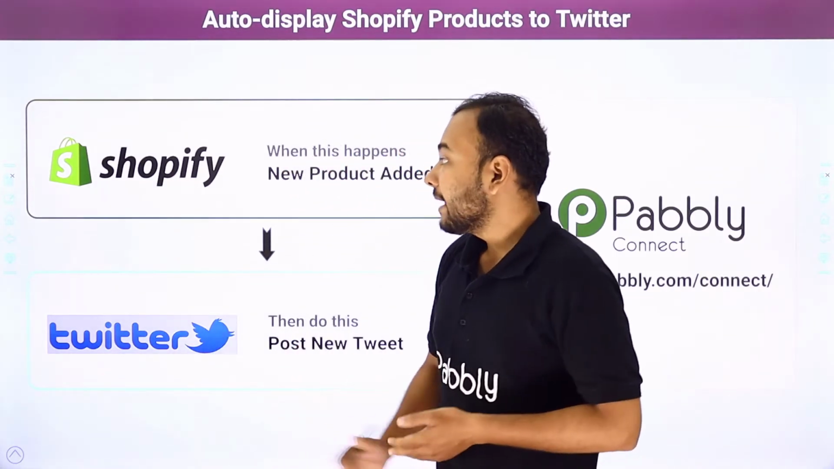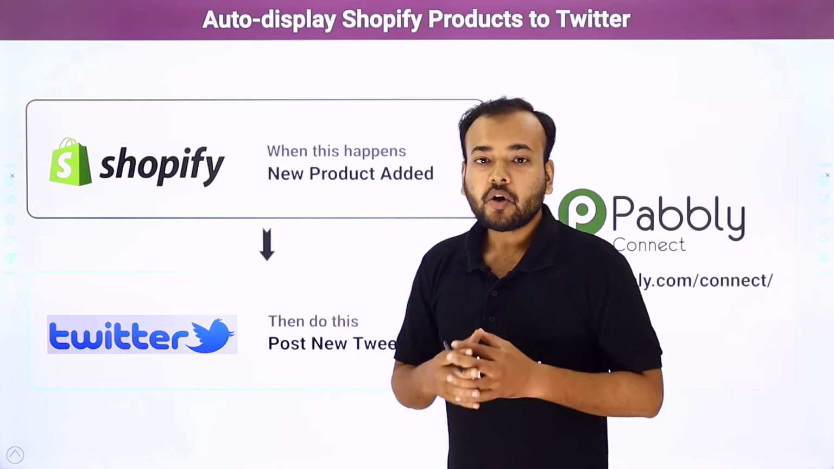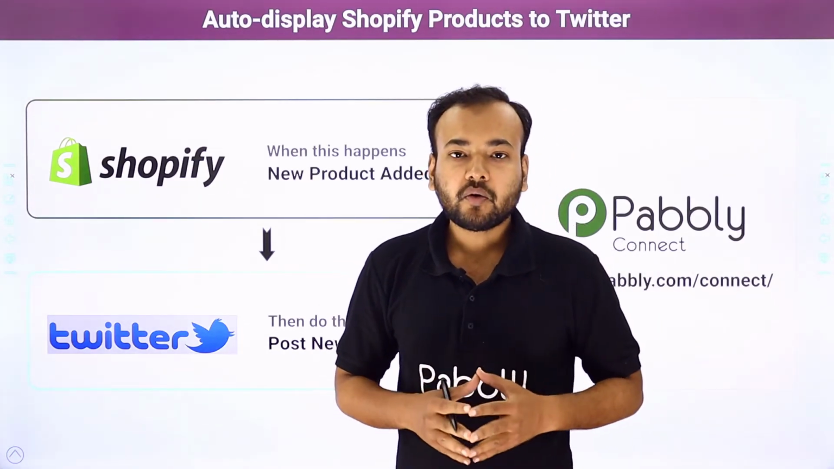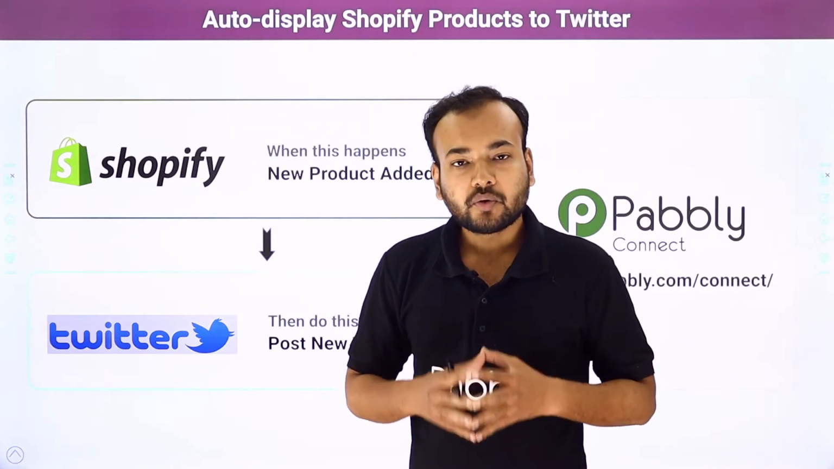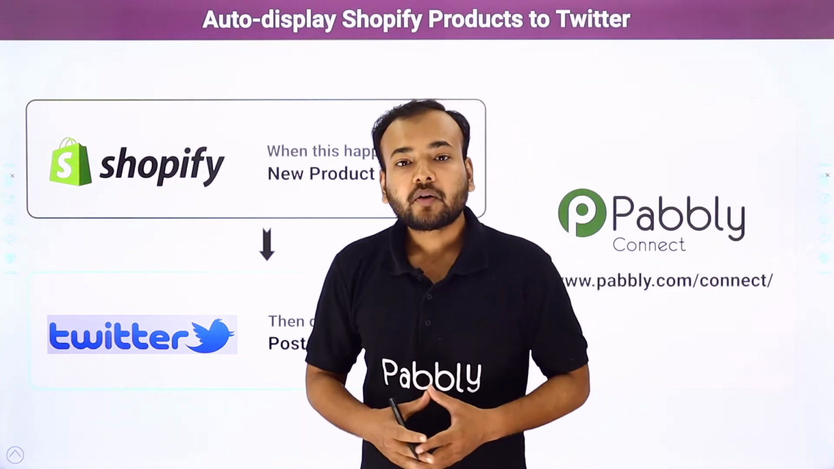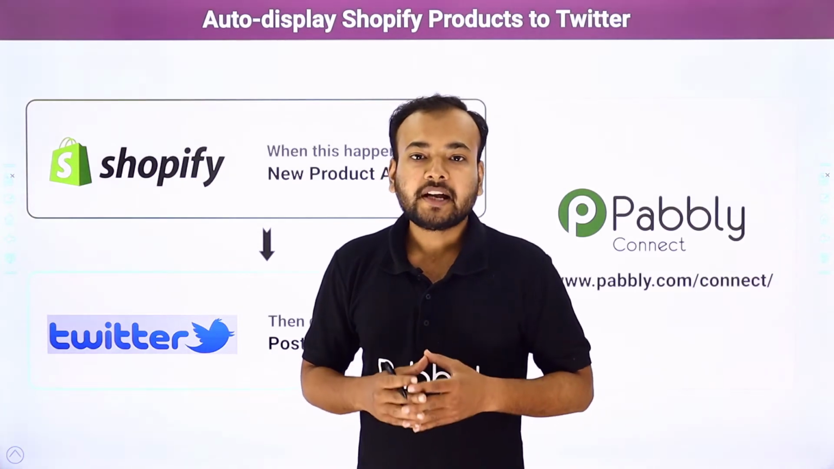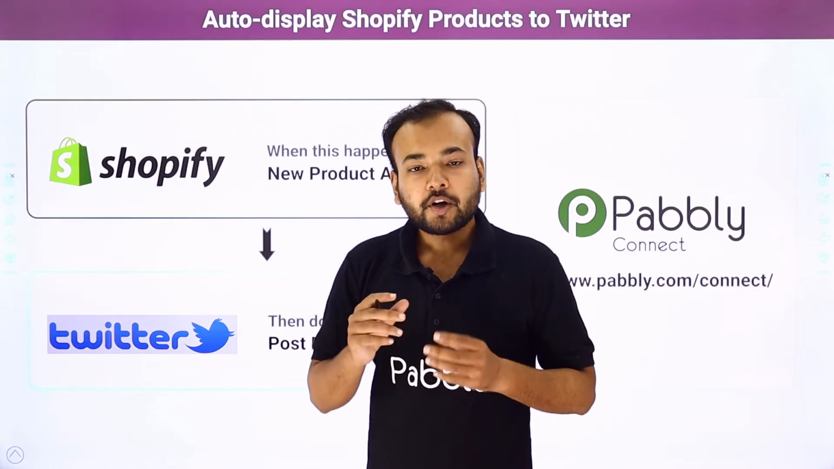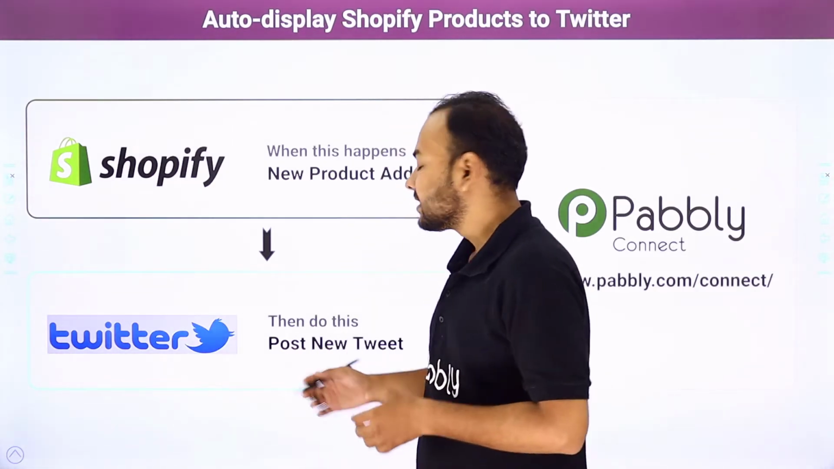Now let's talk about the applications we are using. So guys, Shopify is an online e-commerce platform in which you can create your own e-commerce store and sell your products online. And Twitter is a microblogging platform on which you can interact with your audience and users in the form of short messages known as tweets.